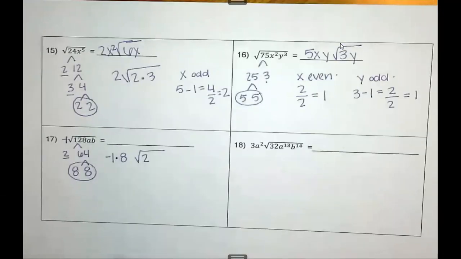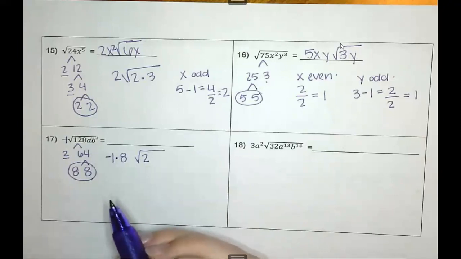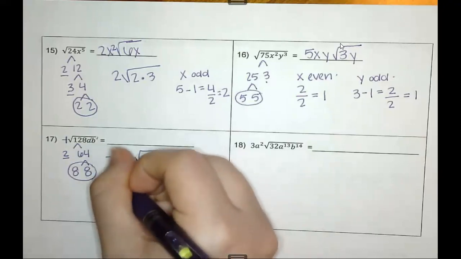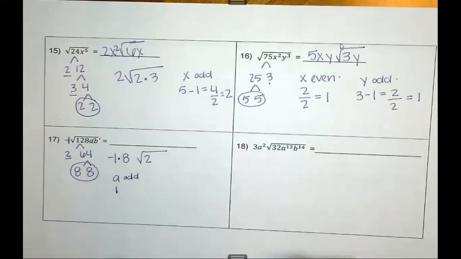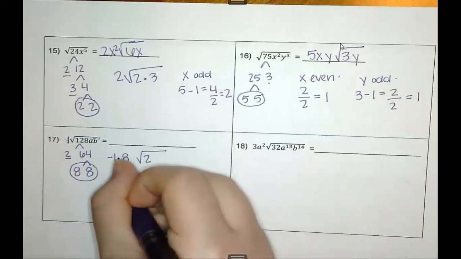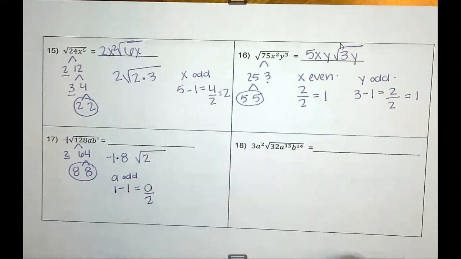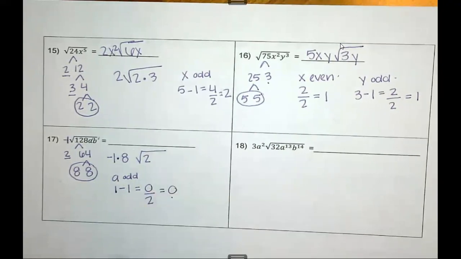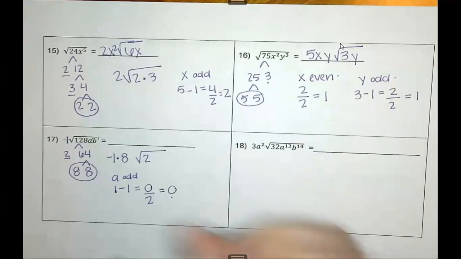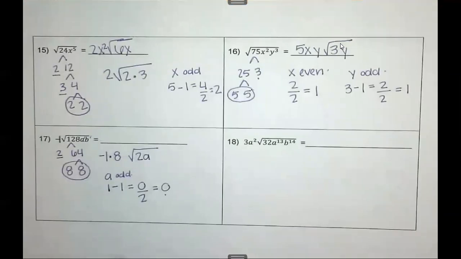All right, now we have to deal with our variables. So there are no exponents written here, so they are understood ones. 1 is an odd number. So for A, we have an odd. For odds, we are supposed to subtract 1. 1 minus 1 gives us 0. And then divide by 2. 0 divided by 2 is 0. So we will not be able to take out any A's. But because it was odd, we do have to leave 1 remaining under the square root.